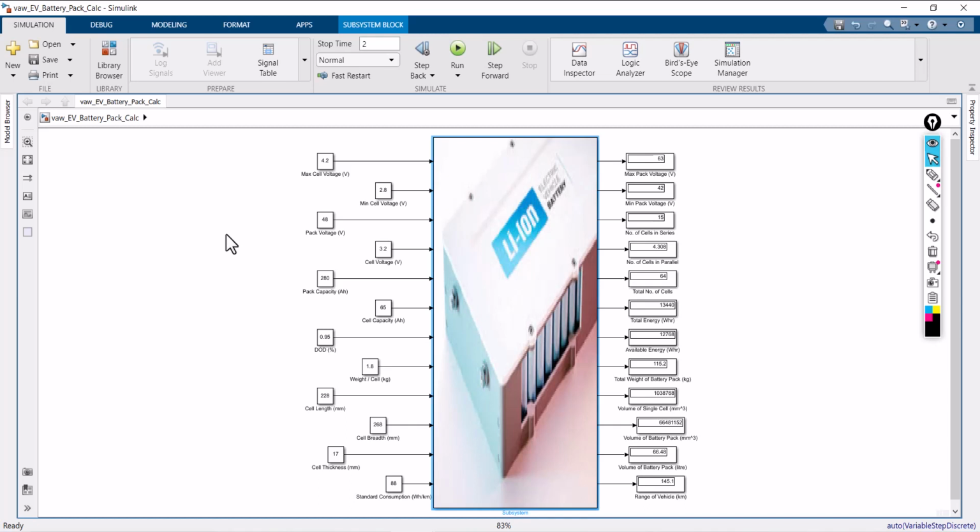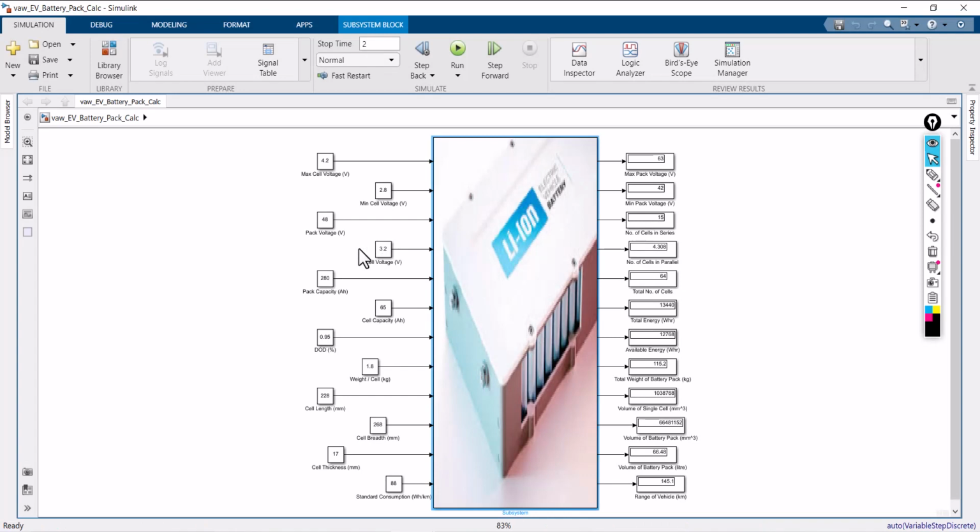So what are all the things you can calculate? Number of cells connected in series, number of cells connected in parallel, total number of cells, total energy, available energy, total weight of the battery, total volume of the battery, and then range of the vehicle according to the given specification.